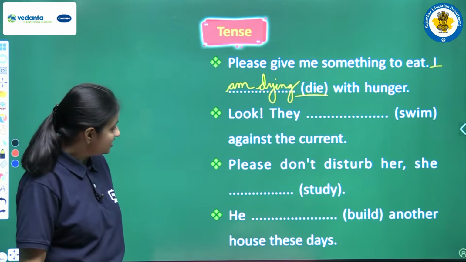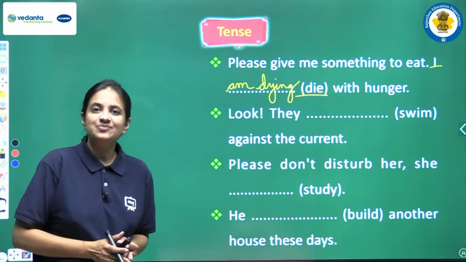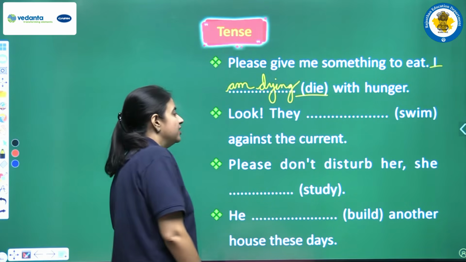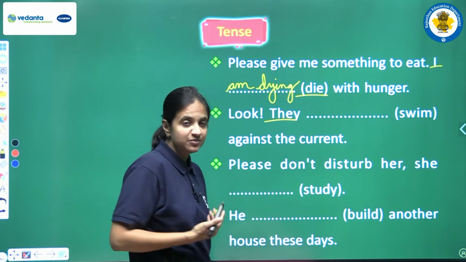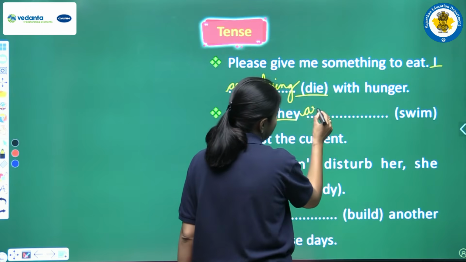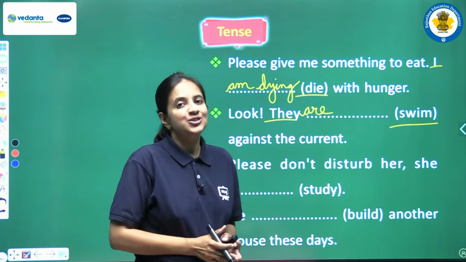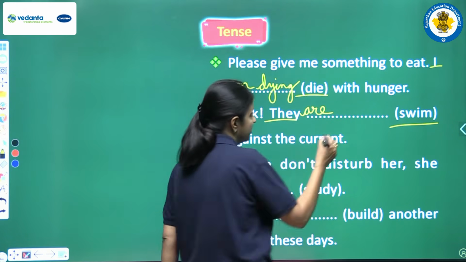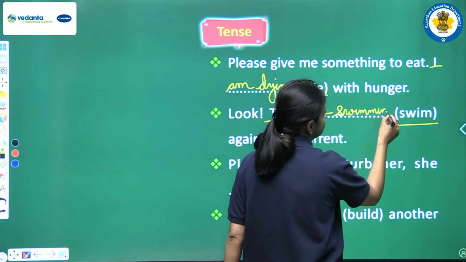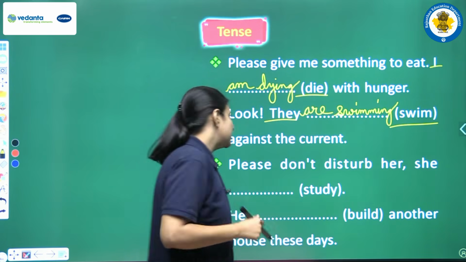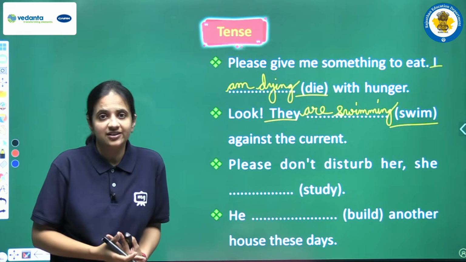Okay, next is look, they swim against the current. Okay, so again it's present continuous tense, and we have they as subject. Because it's a plural subject, we will write are, they are, and we have swim as main verb, swim as action word, so we will add ing, so it will be swimming. Okay, so our answer will be look, they are swimming against the current, right?